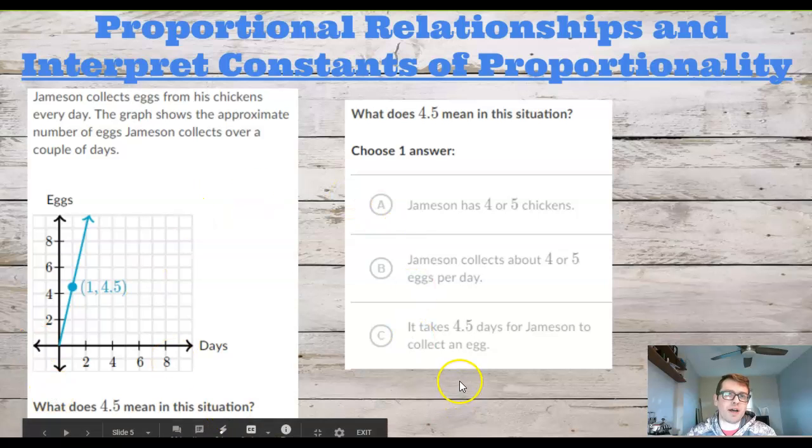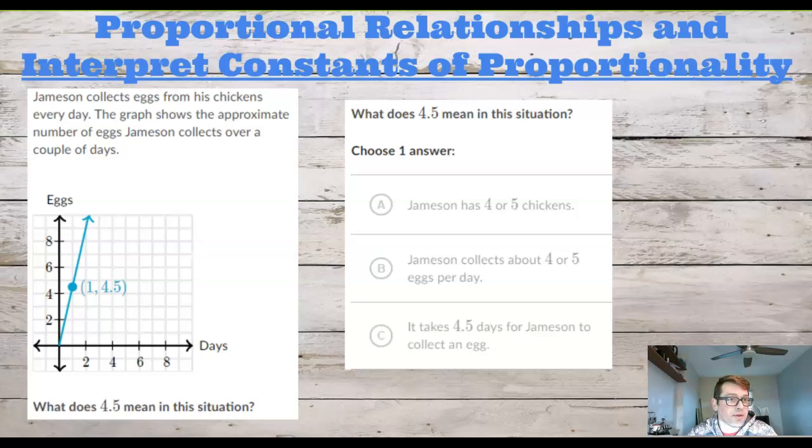I want you guys to go back to your breakout rooms really quickly, which should only be like 2 or 3 people. So you should just be having a conversation with 1 or 2 other people and talk about what does 4.5 mean in this situation. Is that 4.5 days for every egg, or is it 4.5 eggs for every day? Ooh, I gotta assign a couple of you guys.